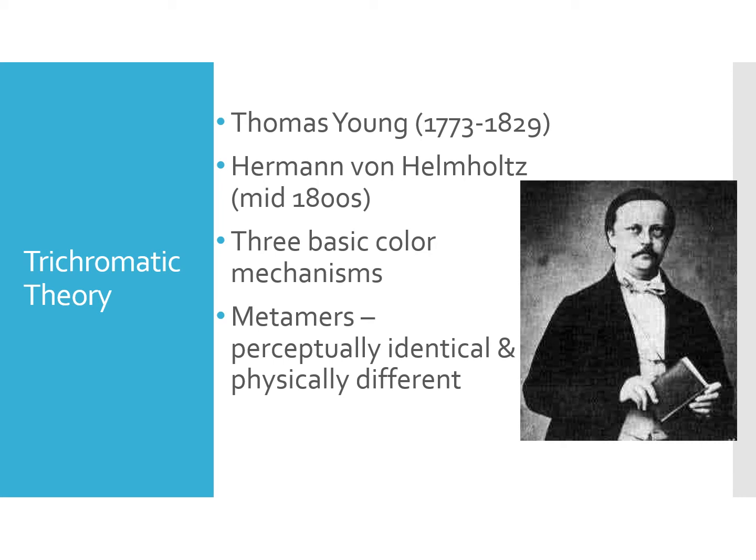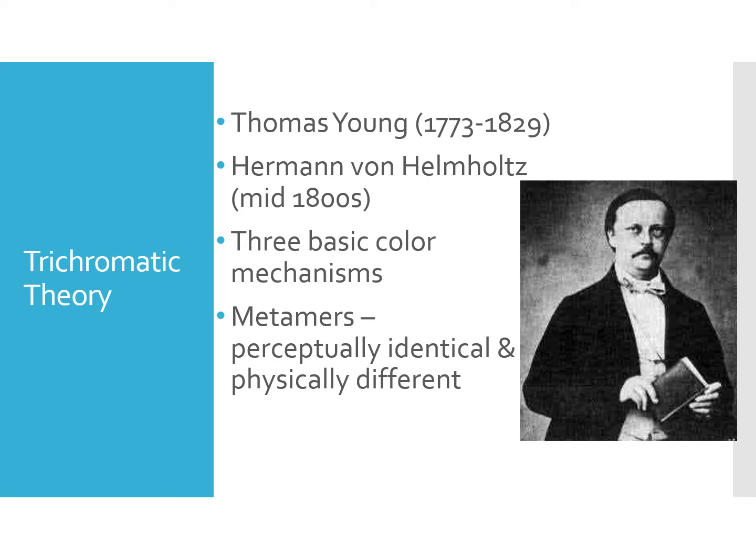You can see that Thomas Young is one of the people who told us about trichromatic color vision. Hermann von Helmholtz came along quite a bit later, and he had much more respect, was much more well known than Young, and he wrote it up and did some clear description of how it works. They both are saying that there are three basic color mechanisms, and this is how we get the name trichromatic, right? Tri, three, chroma, color, three color mechanisms.